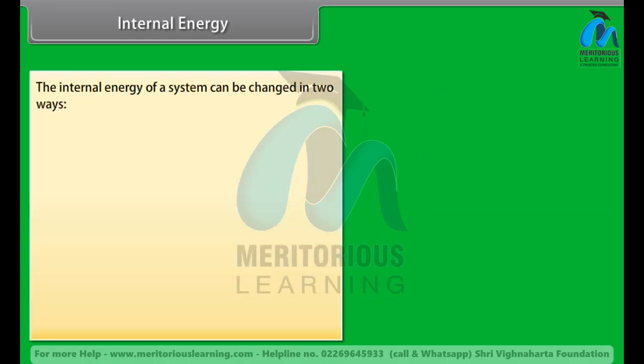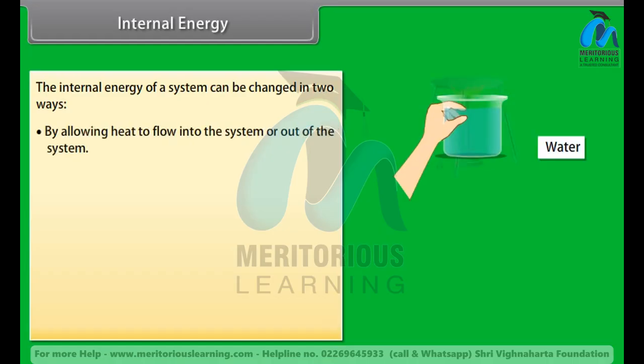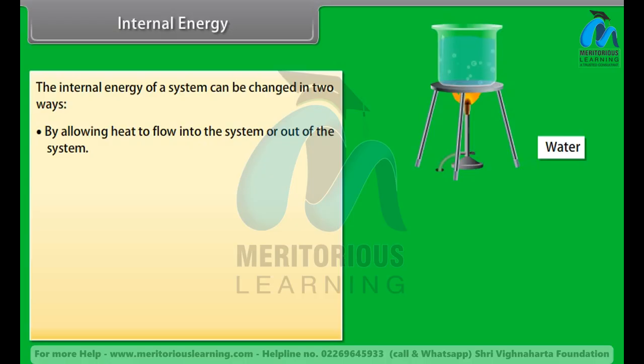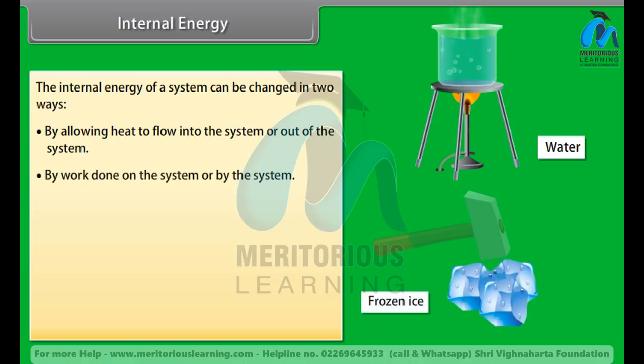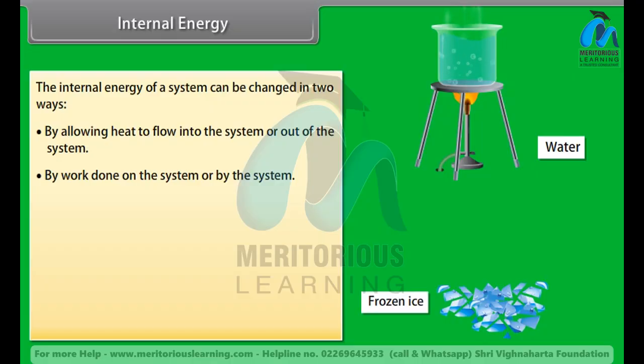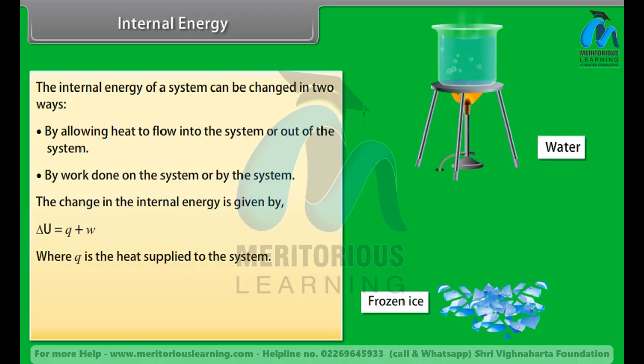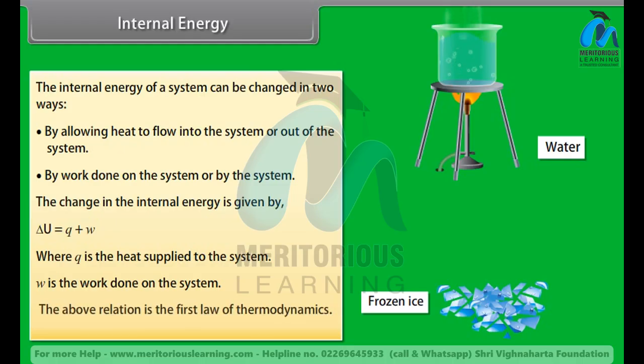The internal energy of a system can be changed in two ways: by allowing heat to flow into the system or out of the system, or by work done on the system or by the system. The change in the internal energy is given by delta U equals Q plus W, where Q is the heat supplied to the system, W is the work done on the system. The above relation is the first law of thermodynamics.